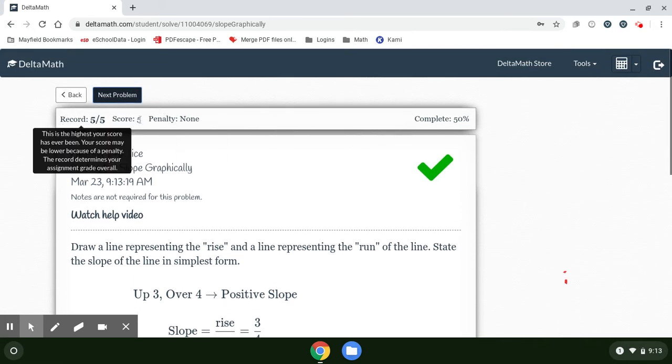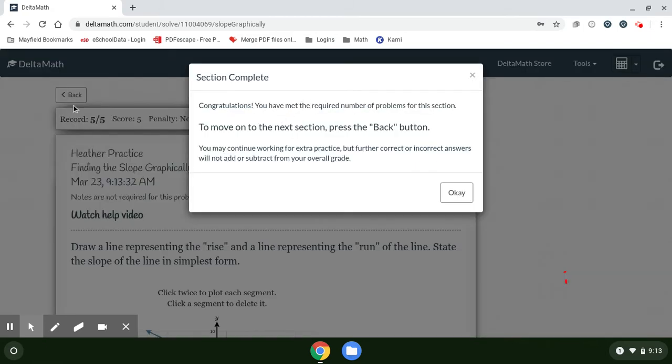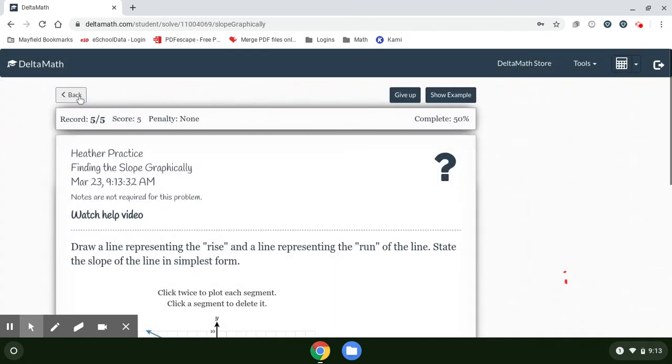I'm done with that. It shows me I have 5 out of 5. If I hit next, it says section complete. Congratulations. To move on to the next section, press the back button. I'm going to press back.